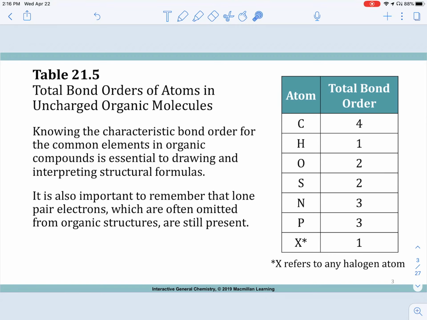And all this chart is saying, the total bond order means how many bonds does this need to fulfill its octet. So, well, this needs 4 bonds to something because it needs 4 valence electrons to get to 8. Hydrogen will only have 1. Oxygen needs 2 more bonds to give 2 electrons into its 6 valence to give it an octet. Same thing with sulfur. Nitrogen, we see it bonding to 3 things. Phosphorus, we see it bonding to 3 things. And then X is a halogen, so chlorine, bromine.